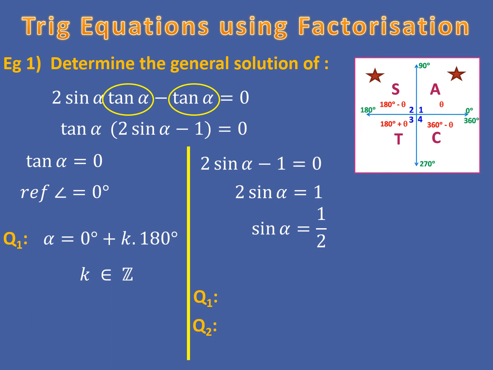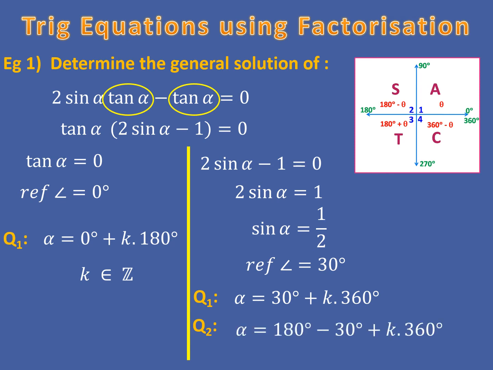Now first of all, my reference angle, shift sine a half, will give me a reference angle of 30 degrees. Now the rule in quadrant 1 is just the angle. So in quadrant 1, alpha is 30 degrees plus k times 360. And in quadrant 2, the rule is 180 minus the angle. So alpha will be 180 minus 30 degrees plus k times 360. And 180 minus 30 degrees is 150 degrees plus k times 360. And we have already stated once per sum that k is an element of integers, so I don't need to say it again.